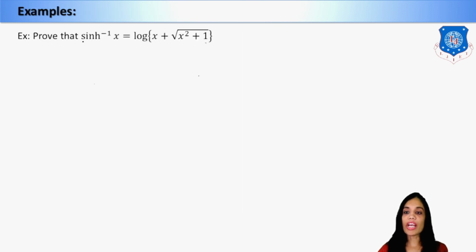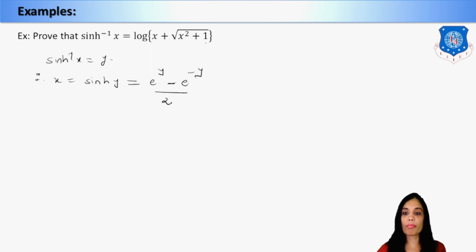So we have to prove that sinh inverse x is equal to log of x plus square root of x square plus 1. So what we will assume first: sinh inverse x as y. Therefore x is equal to what? sinh y. So now we know the formula of sinh y. It is e raised to y minus e raised to minus y upon 2. Now let us simplify this. So take this 2 on this side. Therefore 2x is equal to e raised to y minus e raised to minus y.